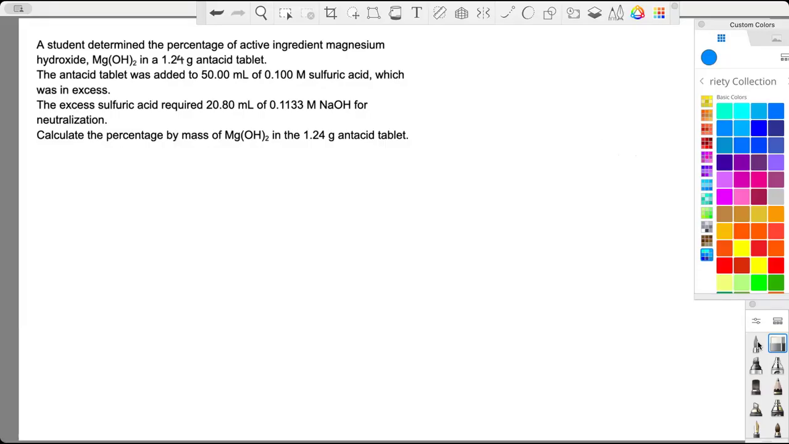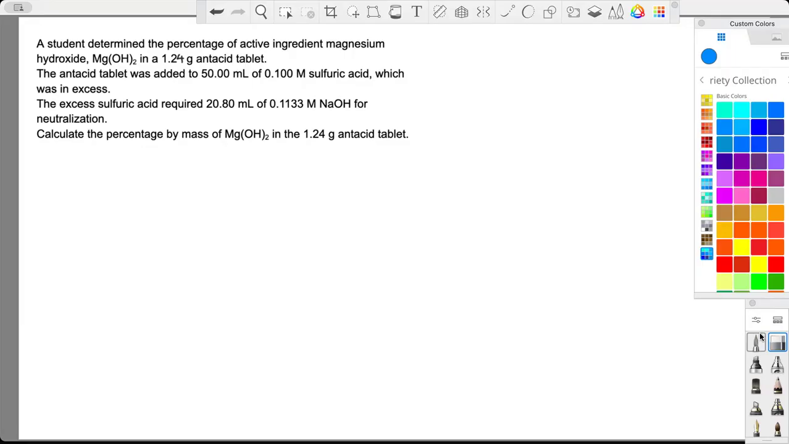Hello everyone. In this video, I want to show you an example of a back titration question and also explain to you when do we use back titration versus a regular titration question. So using a normal titration, we can always find the information of an analyte using a titrant.